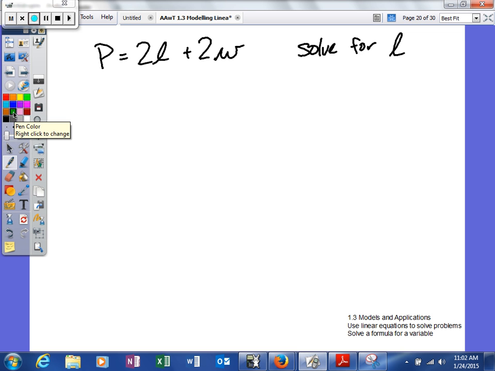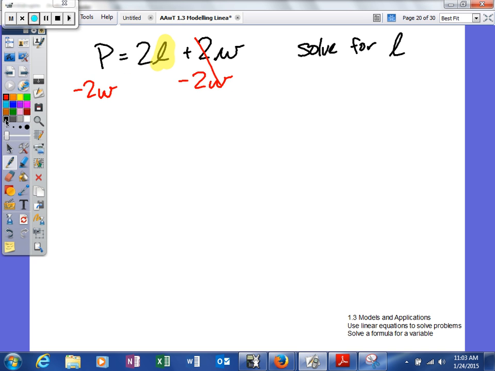So what we do is we identify where our variable is, and as you can see, here's our L. Let me make my highlighter a little bit smaller. Here's our L. So we're going to try to get L by itself. So what I need to do, this is hard for some people because you are not using specific numbers, but we still need to get our variable by itself.